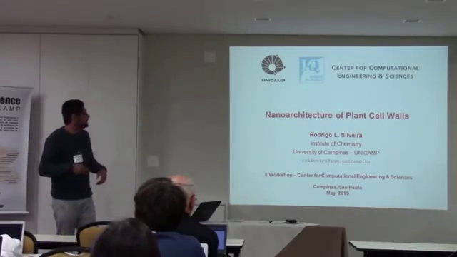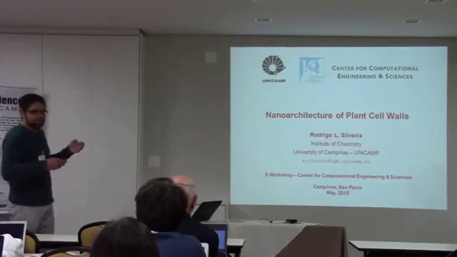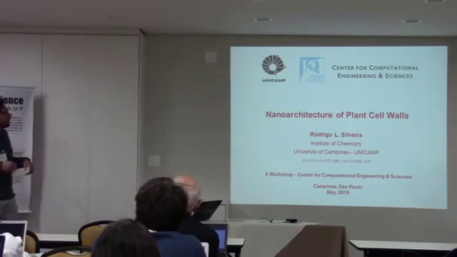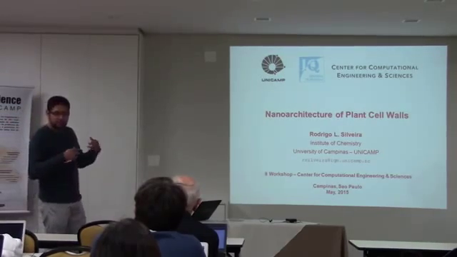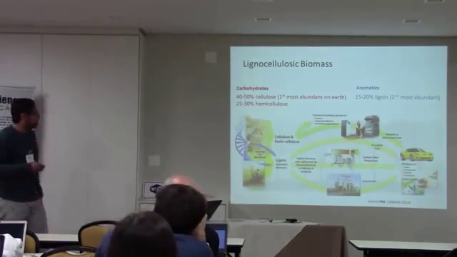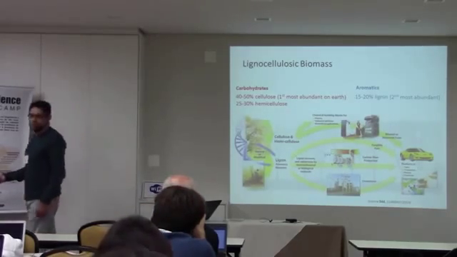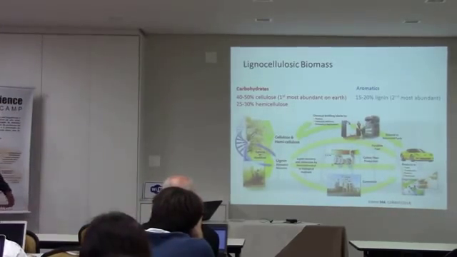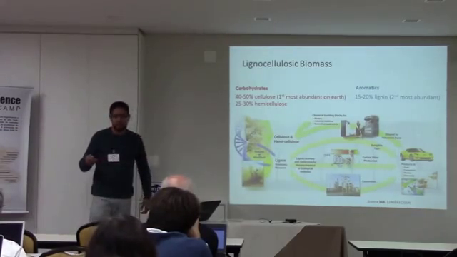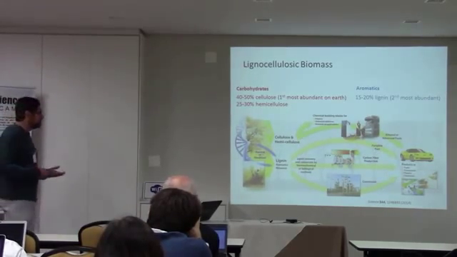And today I'm going to talk about the nanoarchitecture of cell walls. The motivation for that is that the deconstruction of the cell wall is very dependent on how the cell wall is assembled in the plant. So we can actually use the components of the cell wall for not only biofuels, but also lots of different aggregated value compounds. Actually, we can make building blocks for a lot of different things.